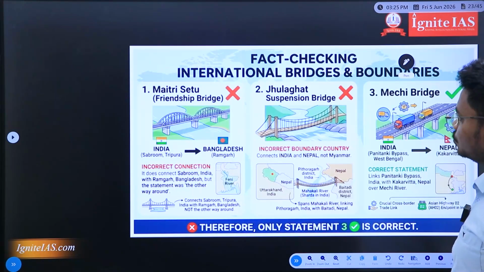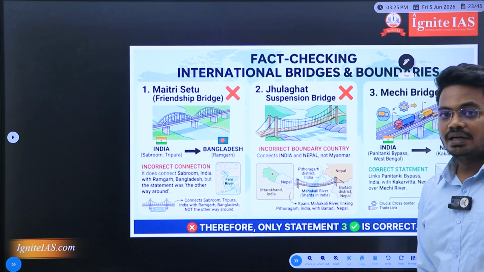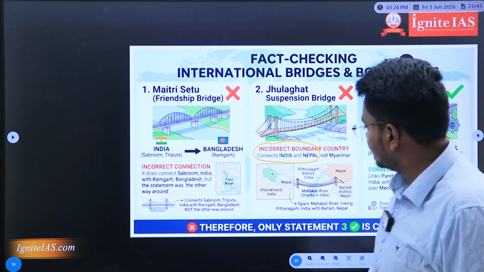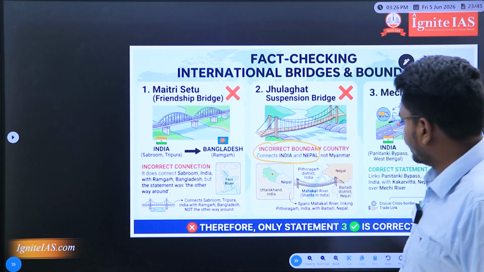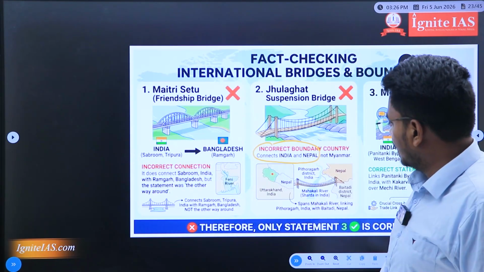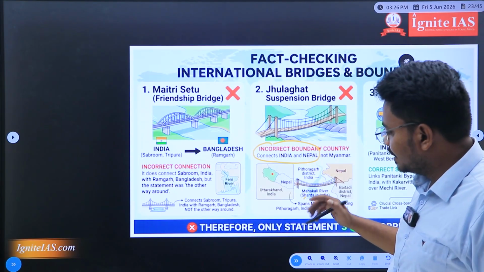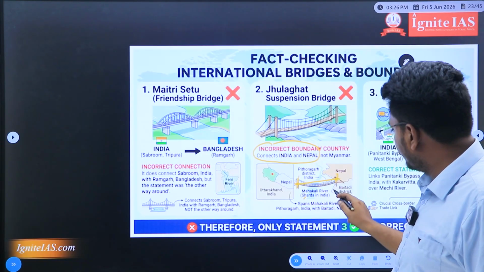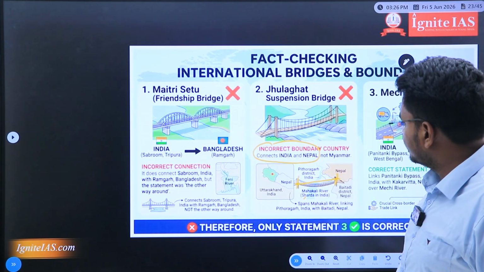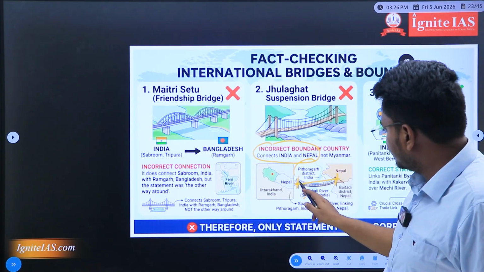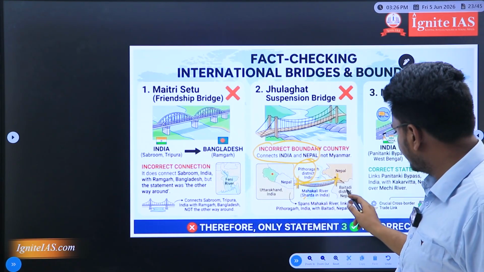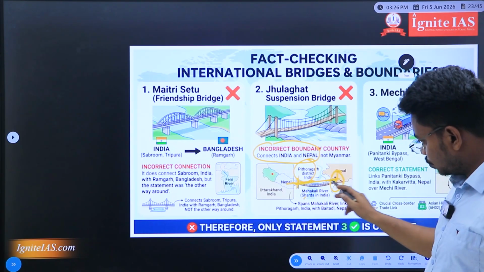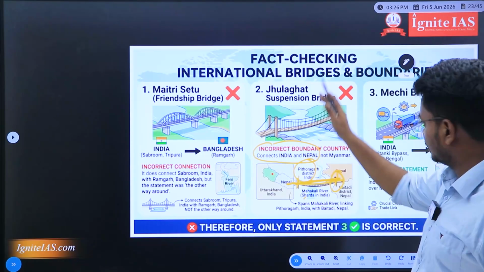Now where is this Zulaghat suspension bridge? Zulaghat suspension bridge is between India and Nepal. Okay, it is not connecting India with Myanmar. And we have Sharda river, or else we call that river Mahakali river in Nepal, and on that Mahakali river we will be having this bridge, Zulaghat suspension bridge, and in Pithoragarh district in Uttarakhand, and here we will be having Baitadi district in Nepal. So between these two countries, we will be having the suspension bridge.